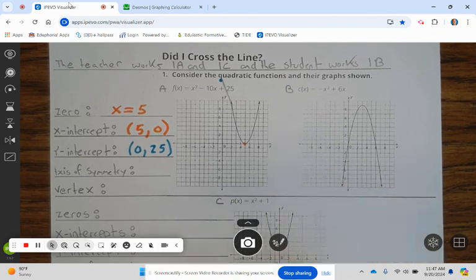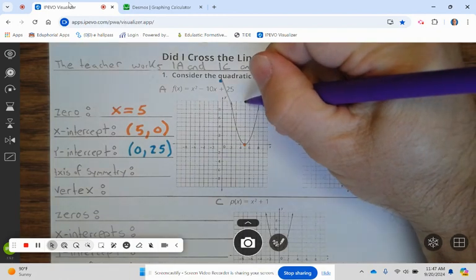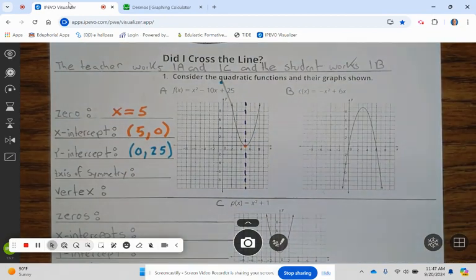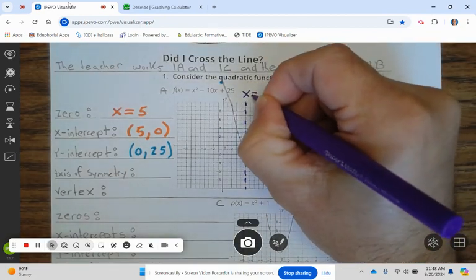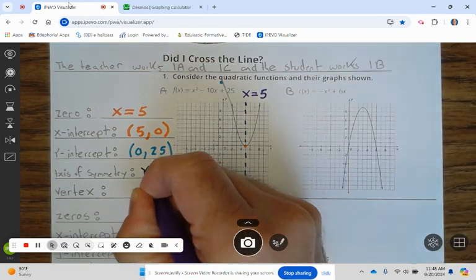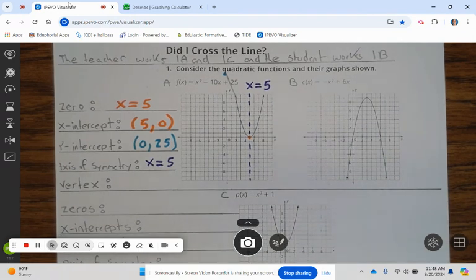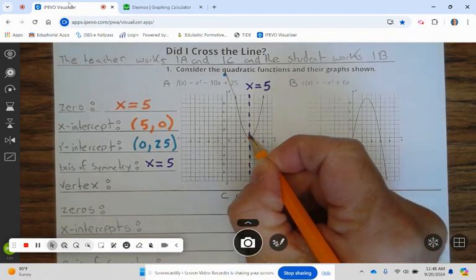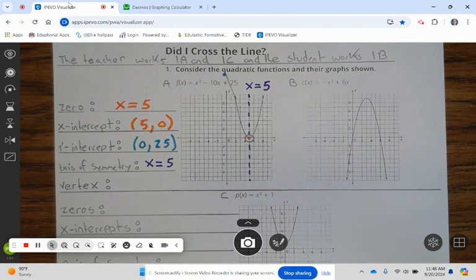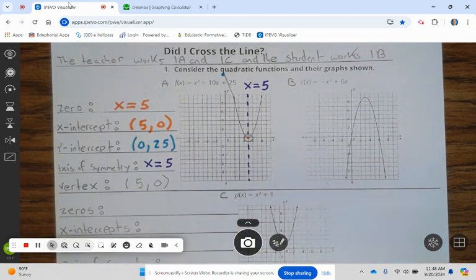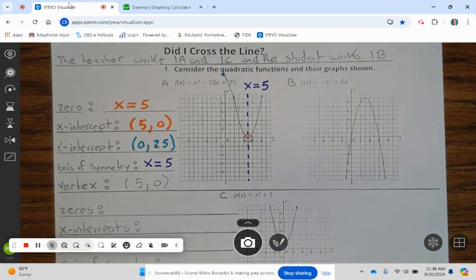Okay, and then axis of symmetry is the line that cuts the graph in half. So that occurs at x equals 5. Okay, the vertex is this point right here, which is 5, 0. All right, go ahead and finish up A.